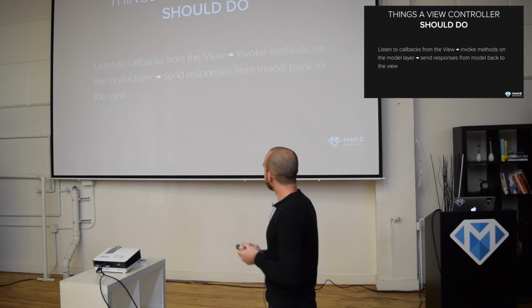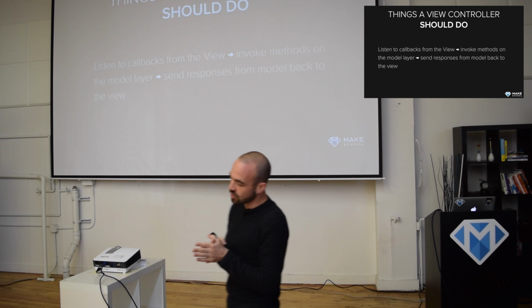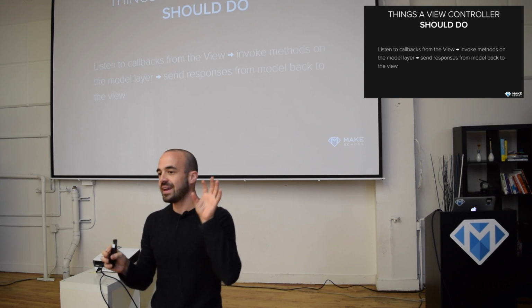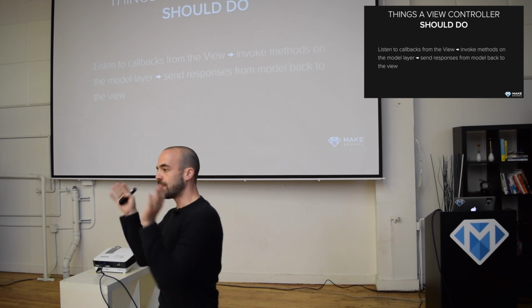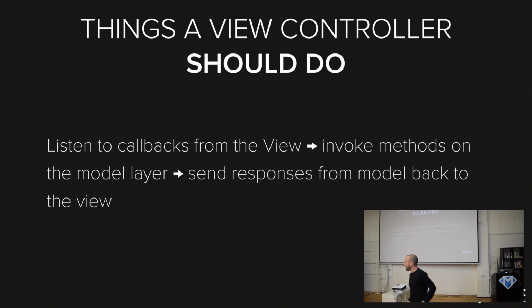So what should a view controller do? Essentially, a view controller is the part that connects your views, the things that are displaying something on the screen, to your business logic and your database. So all it should really do is listen to callbacks from the view. For example, when a user taps a button, the view controller should listen to that. If that happens, then it should invoke some kind of method on the model layer. So let's say someone hit a delete button, then it should invoke a delete message on the database.